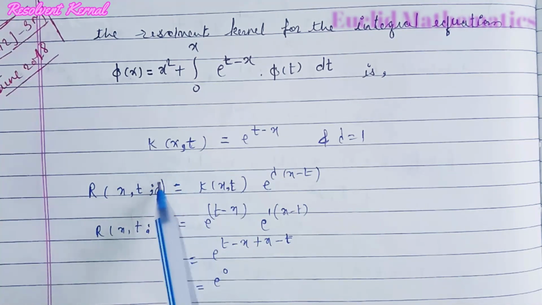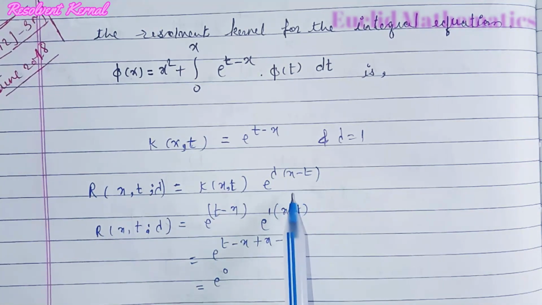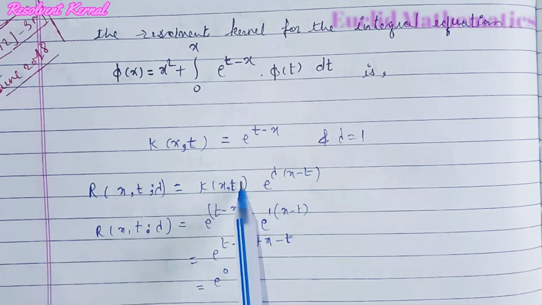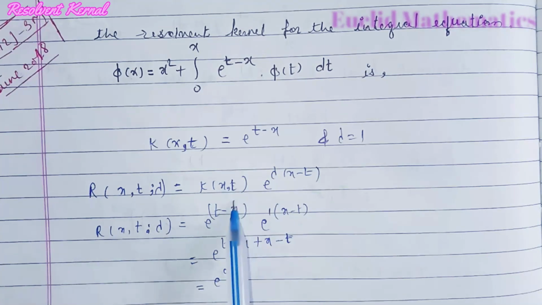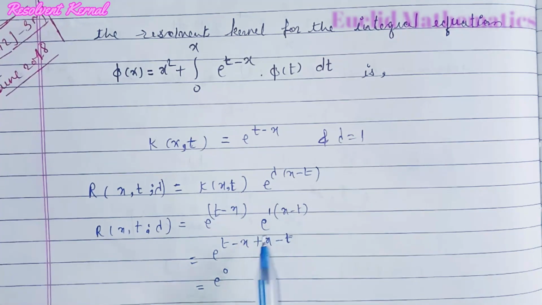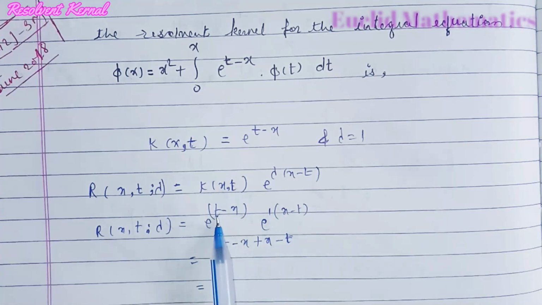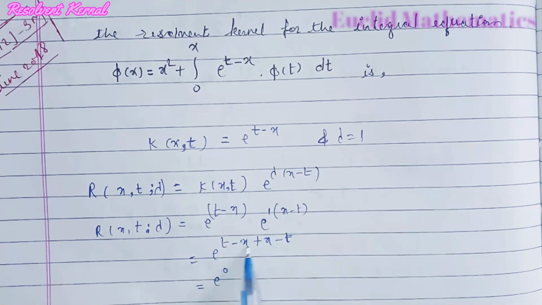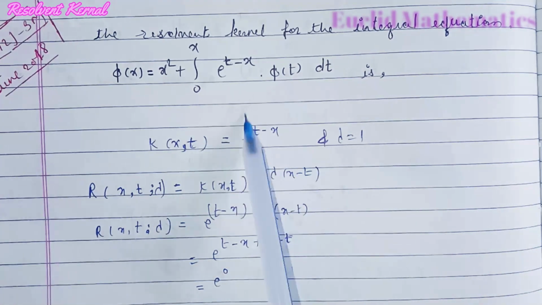Now let's move to the second: R of x, t, lambda is equal to k of x, t into e raised to lambda into x minus t. Let's verify these two sides. R of x, t, lambda is equal to k of x, t, which is e raised to t minus x, it remains the same, and lambda is 1, put it here: e raised to 1 into x minus t. So e raised to t minus x into e raised to x minus t. The bases are the same, so add their powers: t minus x plus x minus t. Minus x plus x cancel, plus t minus t cancel, so it remains 0 only, and e raised to 0 is 1. That means our required resolvent kernel for our integral equation is 1.